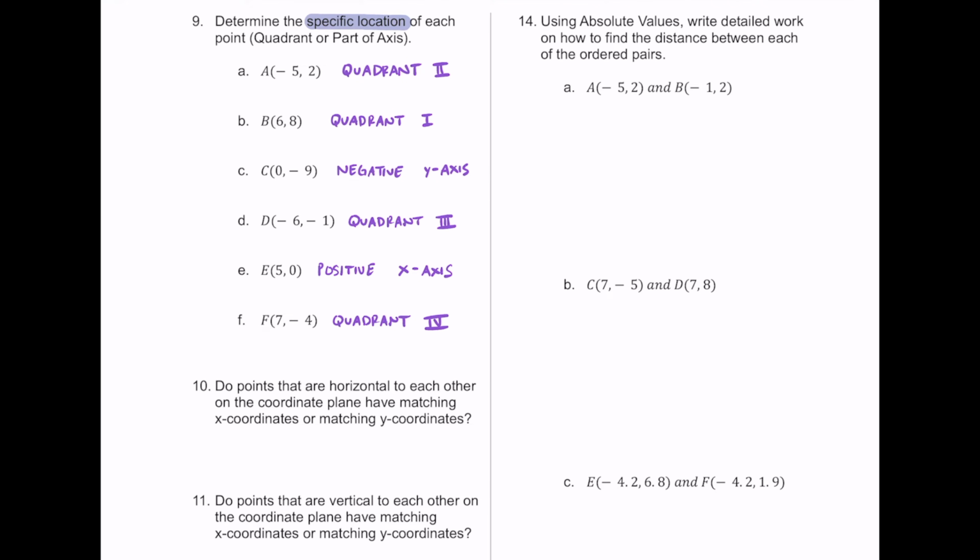That's quadrant 4. For number 10, the question is, do points that are horizontal from each other, meaning left and right, have matching x coordinates or matching y coordinates? If we have them next to each other horizontally, maybe we can make a quick sketch to draw 2 points and then make a comparison.